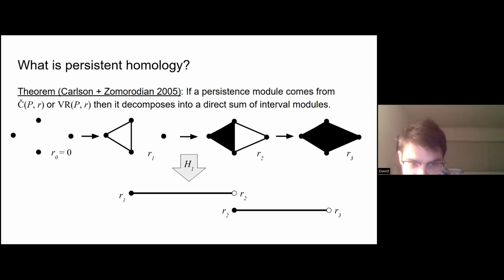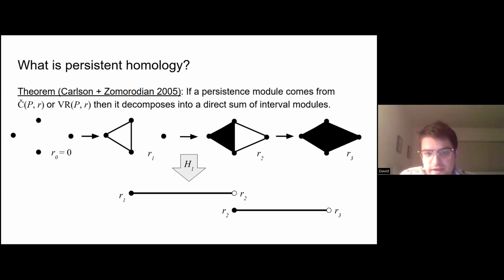First, there are no holes. Then at R1, a hole appears, and then it disappears at R2. And then at R2, a new hole, distinct from the one we had before, appears, which then disappears at R3. Okay? So this is giving us more structure than we originally had, because it's telling us not only that there's a hole at R1 and R2, but actually the hole that appears at R2 is distinct from the one at R1. Okay? So this is what persistent homology is.